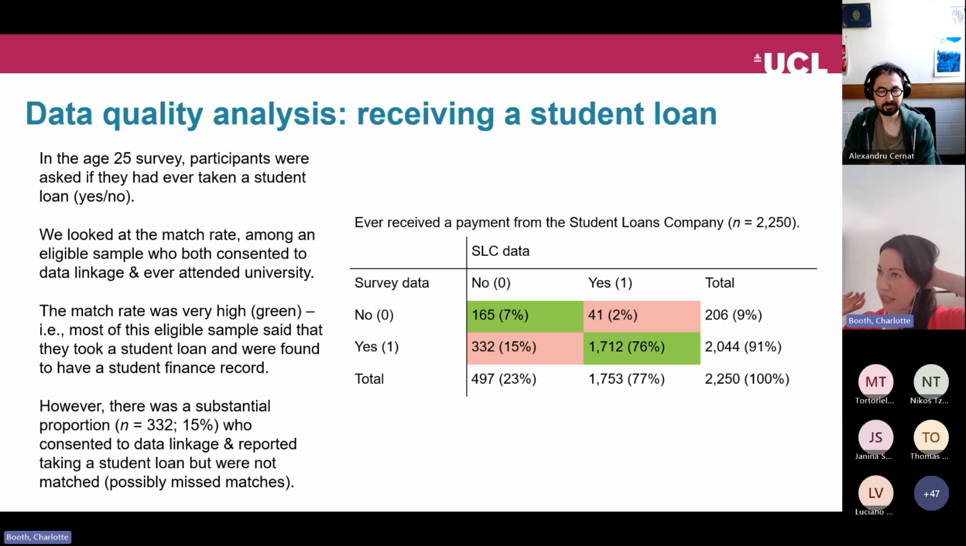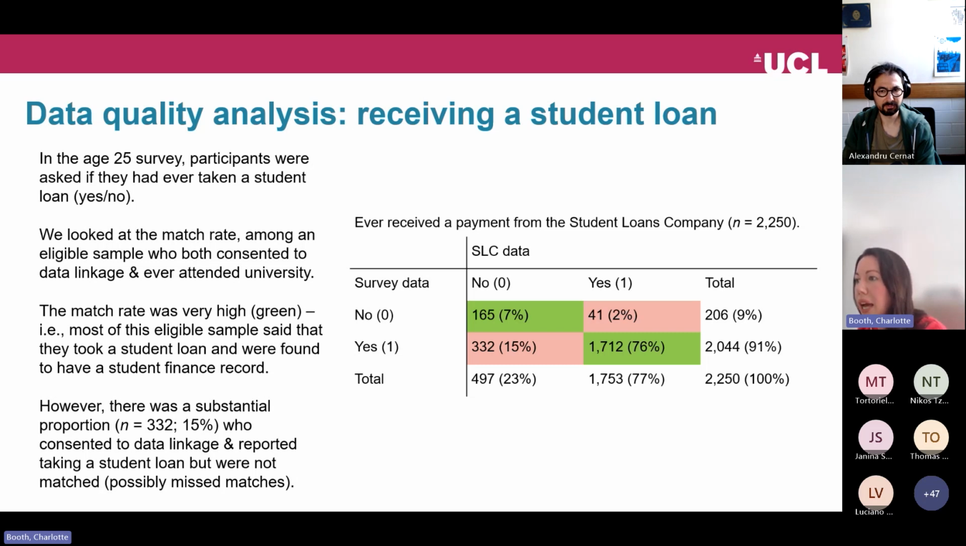So the next thing we did was think about data quality. We did this in various ways, but we basically compared variables that we had in the survey with variables from the actual admin data. So one of the questions in the age 25 survey was whether they'd ever received a student loan. So we looked at this variable conditional upon those who consented to data linkage and had a student loan. And then we looked at whether they were found to have a student loans record. So we found a good match, which is the bit in green. So if you said you received a student loan, you were found to have a record. That was 76%. And if you said you didn't take a student loan, then 7% of those also were found not to have a record. So that's a good match rate.